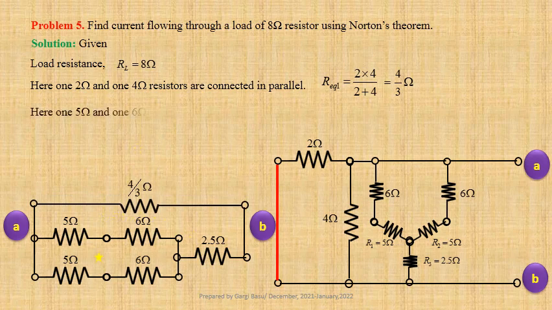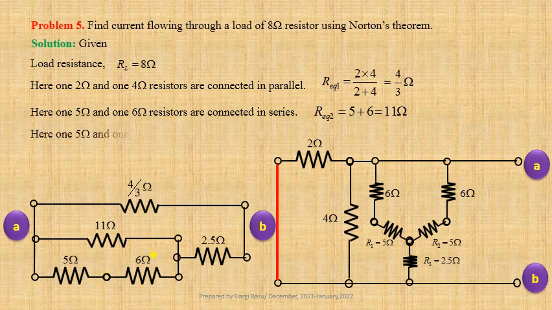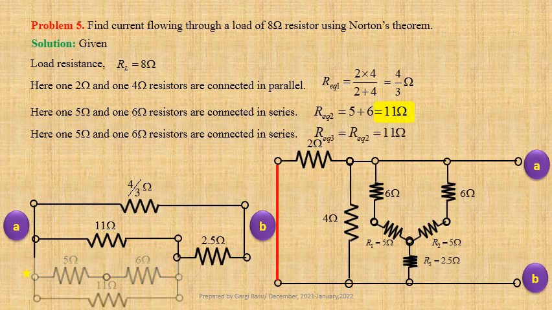Here, one 5 ohm and one 6 ohm resistors are connected in series. Their equivalent resistance Req2 equals 5 plus 6 equals 11 ohm. Also in the lower branch, 1.5 ohm and 1.6 ohm resistors are connected in series. Their equivalent resistance Req3 equals Req2 equals 11 ohm.